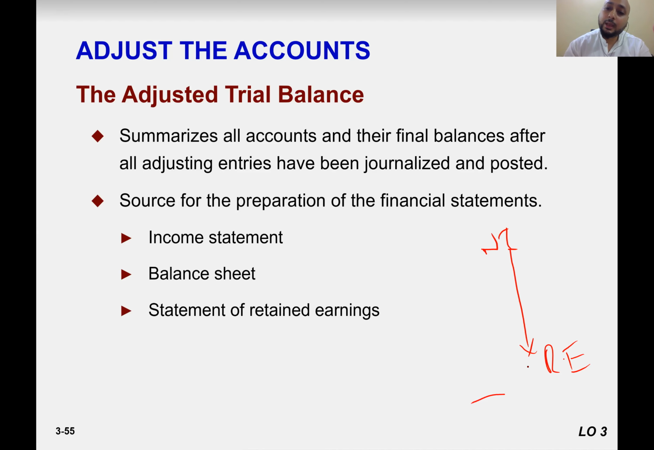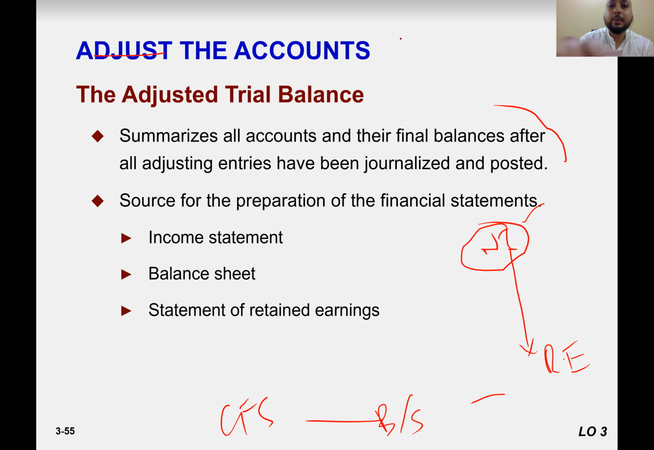From retained earnings, we make the balance sheet and then we make the cash flow statement. So up till now, we have been making the income statement and we did not realize the effect of adjusting the accounts. Now we know that there are some accounts which need to be adjusted. There are 4 types of accounts we talked about: unearned revenue, accrued expenses, and so on.